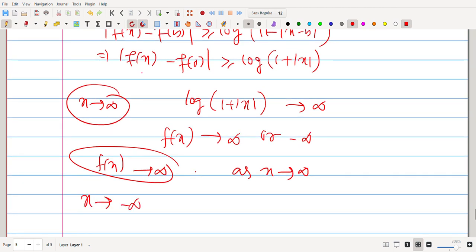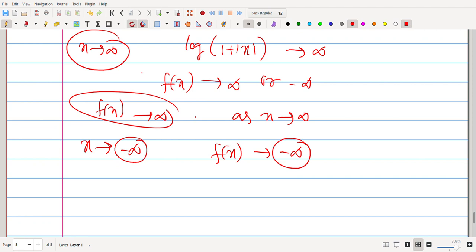Now when you take x goes to negative infinity, then f(x) has to go to negative infinity. It cannot go to positive infinity because f is strictly monotone. So either f is strictly increasing or f is strictly decreasing. If f(x) goes to infinity as x goes to infinity, that means f is strictly increasing, so f(x) has to go to negative infinity when x goes to negative infinity, and vice versa. Since f is continuous, f attains every value in between. So f is surjective.